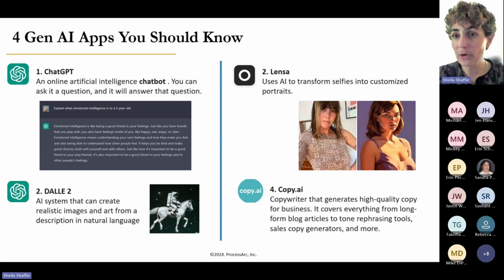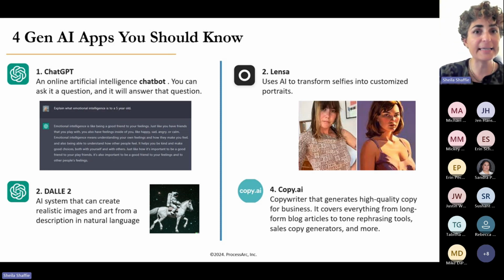DALL-E 2 is another OpenAI platform where by simply describing a scene, it can actually create an image for you. Lensa is another example where you can take a selfie and, based on the descriptions you provide, modify your image. And Copy.ai is one that provides copywriting. It can create blogs for you. It can help define the tone of a particular message. So the domain of generative AI is changing quite rapidly, and there are applications being developed practically on a daily basis.